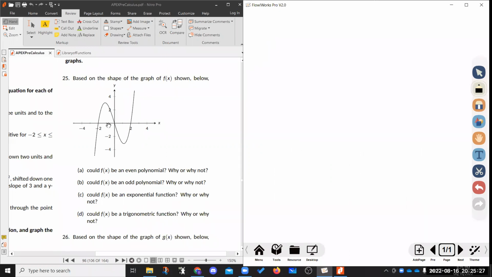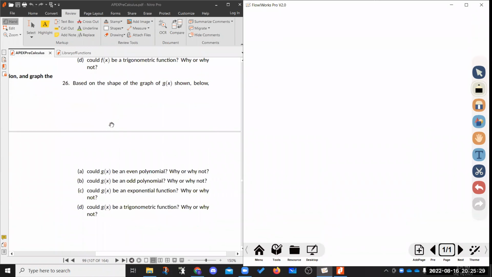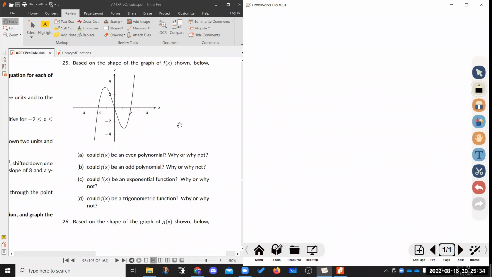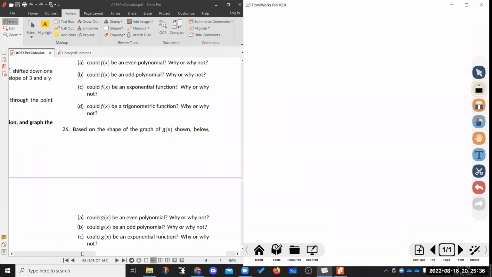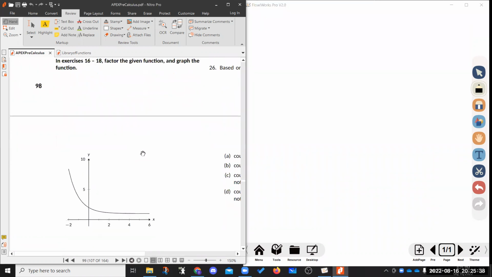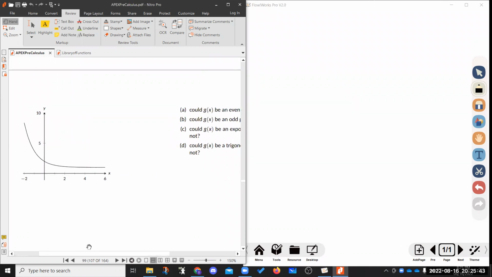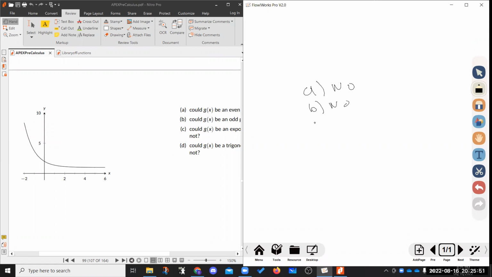Okay. Based on the shape of graph of g of x shown below, where did g of x go? There it is. So there's the graph. Could it be an even polynomial? Nope. This is exponential. This is clearly exponential. It's not an odd polynomial. Could it be exponential? Yes. It's going to be exponential decay. Could it be a trig function?